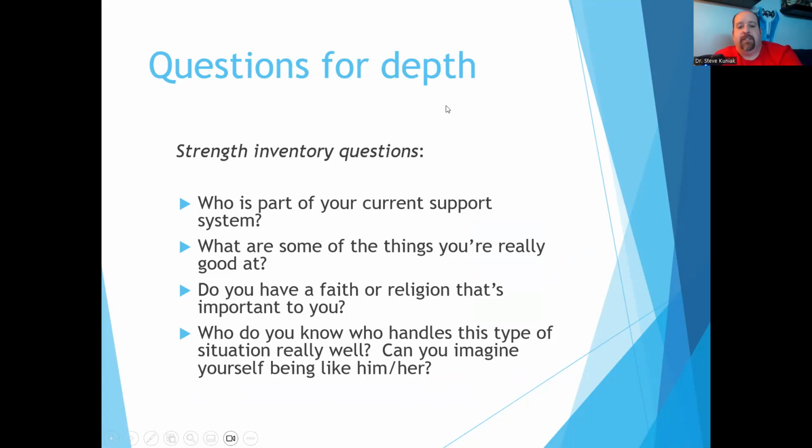Think about questions to get someone deeper. Who is part of your current support system? What are some things you're really good at? This isn't always something that fits for folks, but if they do, is there a faith or religion that's important to you? You could really ask, what do you value about this situation, or what really speaks to you at kind of a subconscious level? Who do you know who handles this type of situation really well? Can you imagine what they would do?